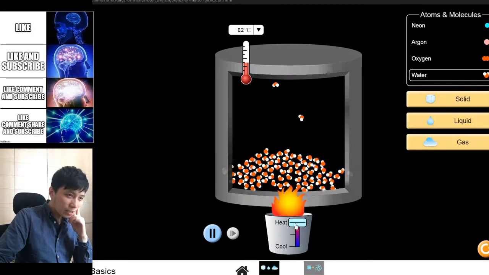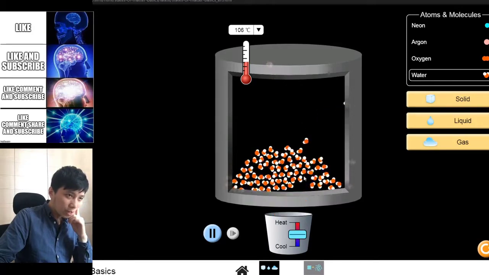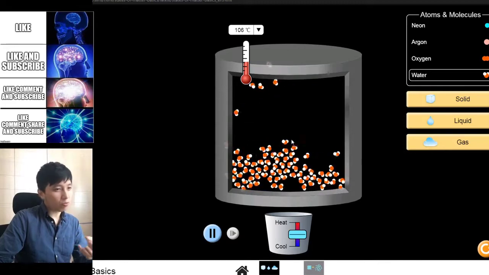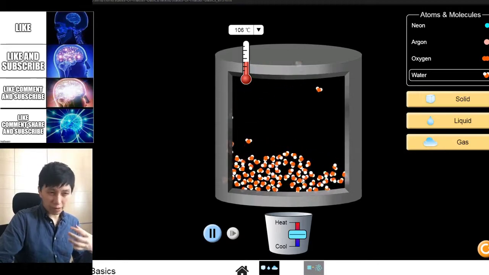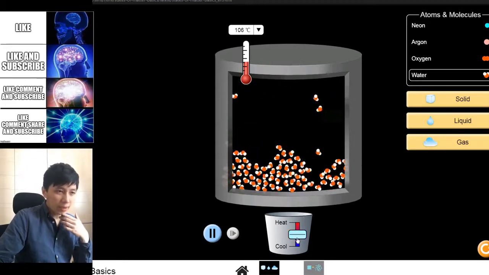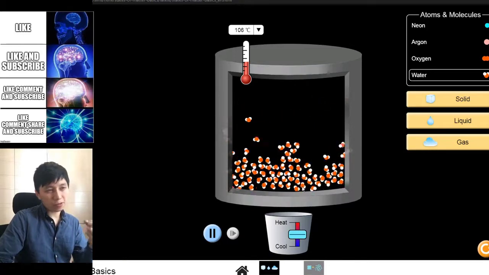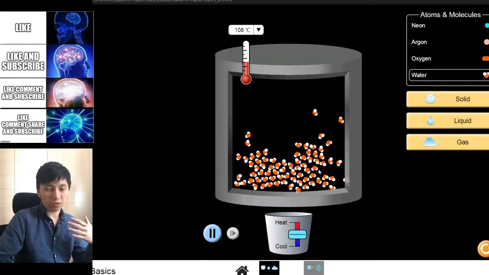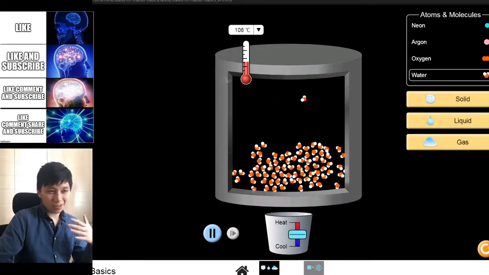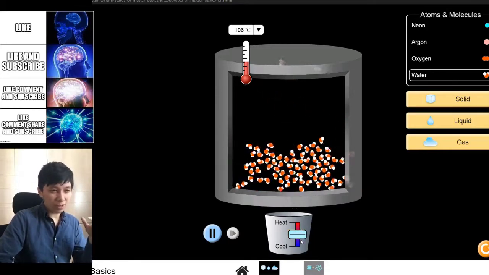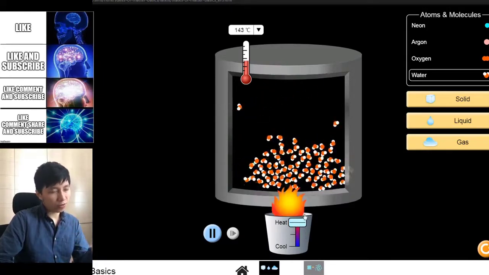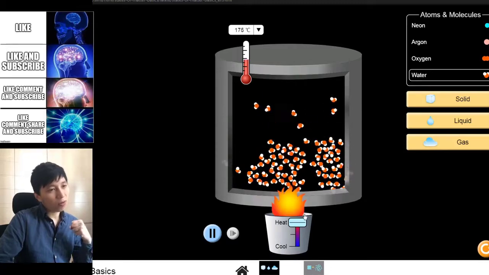If you keep heating it up more, now it is something we call boiling, and you can see again they move more vigorously. They vibrate more vigorously, and then more of these molecules will turn into free molecules that are moving around because they are now in a gas state. And you can try harder if you want to. You can try to heat up more.